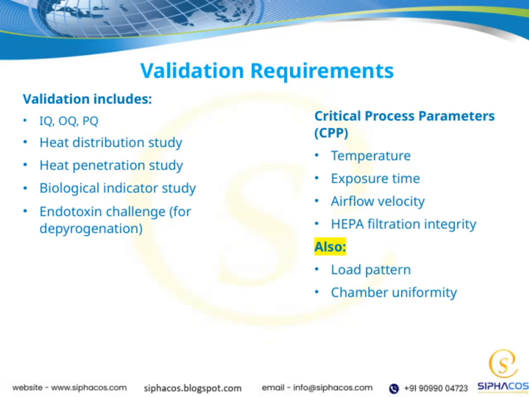Now, let's take a closer look at the critical process parameters, or CPPs, that are essential for ensuring a successful sterilization process. First, temperature plays a vital role because it directly affects the efficacy of sterilization. We need to precisely control the temperature to ensure all microorganisms are effectively inactivated. Next is exposure time. The duration of the process is just as important as the temperature itself. Too short, and we might not achieve sterilization. Too long, and we could risk damaging the product or wasting resources.